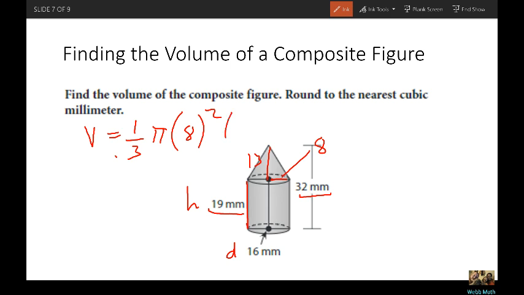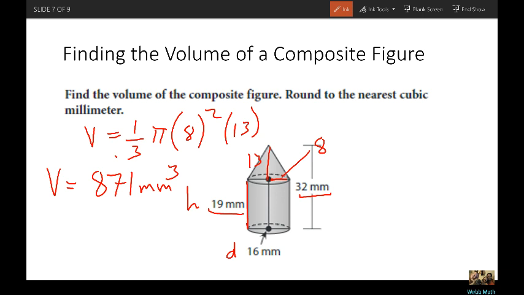So multiply that by 13. You can use your calculator. 8 squared is 64. 64 times 13 times pi, and then divide by 3, or multiply by 1/3, it's up to you. You should get the volume for the cone, which is 871.26. Round up to 27 if you want. They say round to the nearest cubic millimeter, so I think they're happy with that.